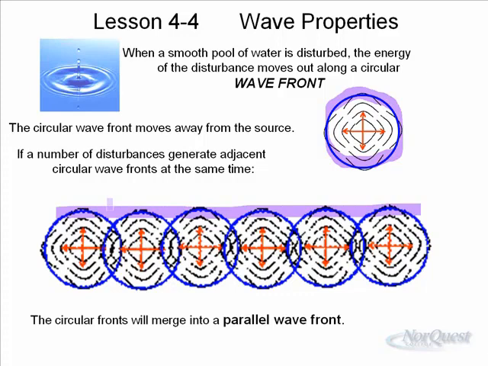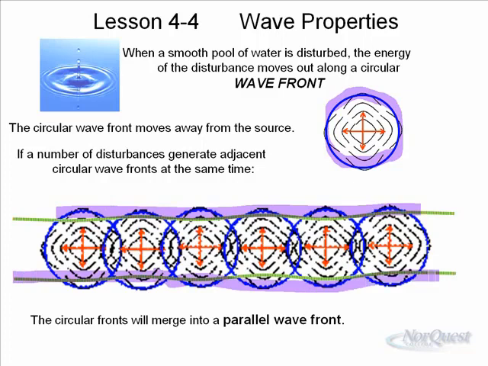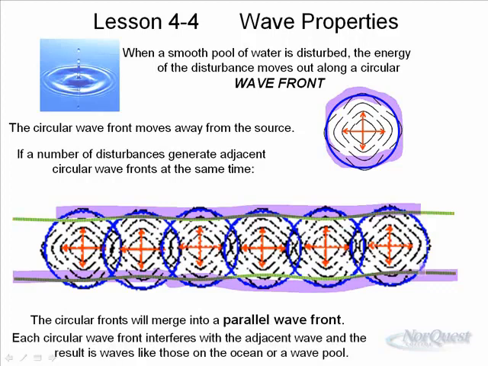What happens is each circular wave front interferes with the adjacent waves. From side to side they sort of cancel out, but going away from the source they interfere positively with each other and make this front right here. And of course it goes in both directions from the source. And so each circular wave front interferes with the adjacent wave, and the result is waves like those on the ocean or on a wave pool. So this is called a wave front.